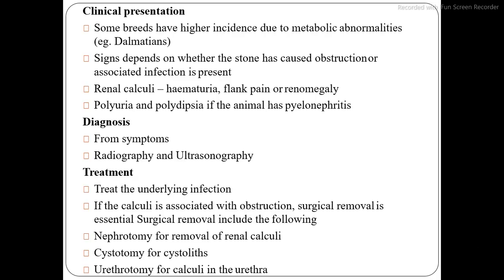Clinical presentation: some breeds have higher incidence due to metabolic abnormalities, e.g. Dalmatians. Signs depend on whether the stone has caused obstruction or associated infection is present. Renal calculi: hematuria, flank pain, or renomegaly; polyuria and polydipsia if the animal has pyelonephritis. Diagnosis: from symptoms, radiography and ultrasonography.